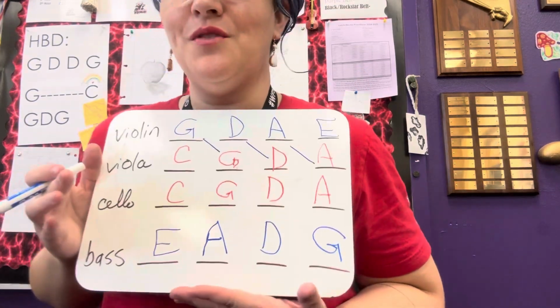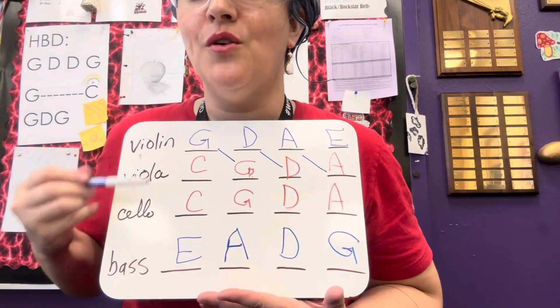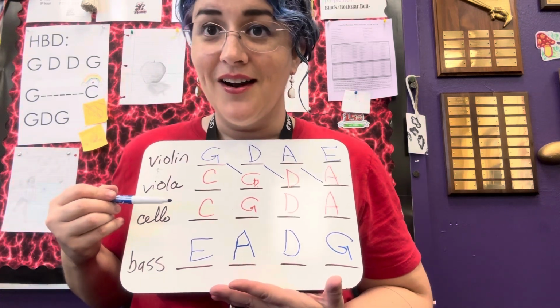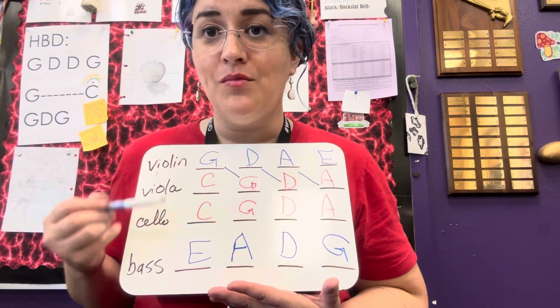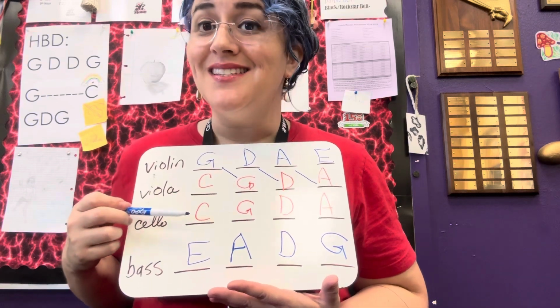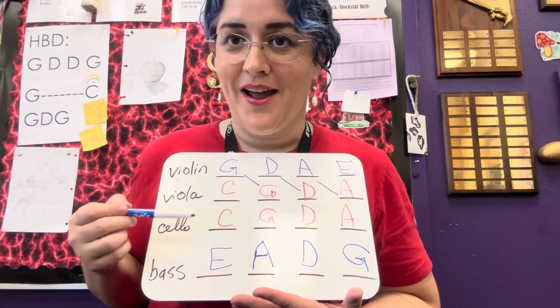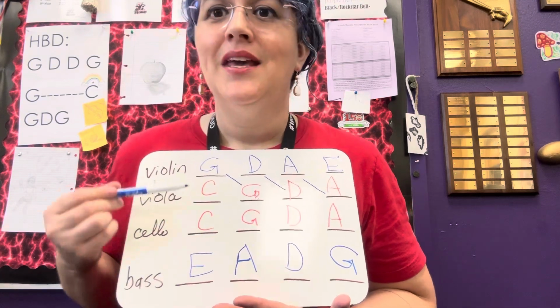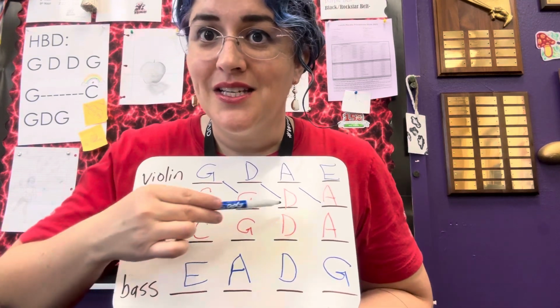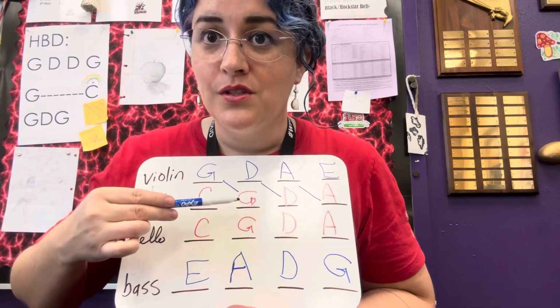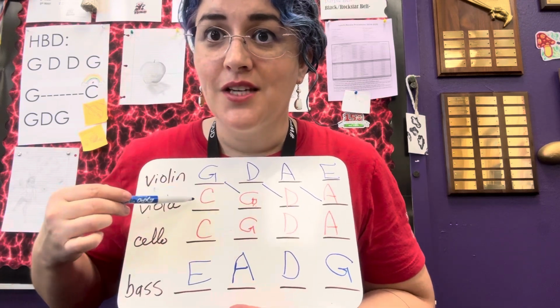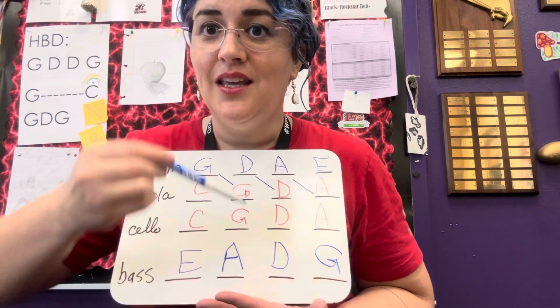And if you notice the similarities here, so viola and cello are identical. They have the exact same notes, but one of these C's is higher and one of them is lower. We'll get into more specifics about how high and how much higher and lower later. Violin, you can see, borrows the exact same notes that the viola has, but the viola's got the low C, violin's got the high E.